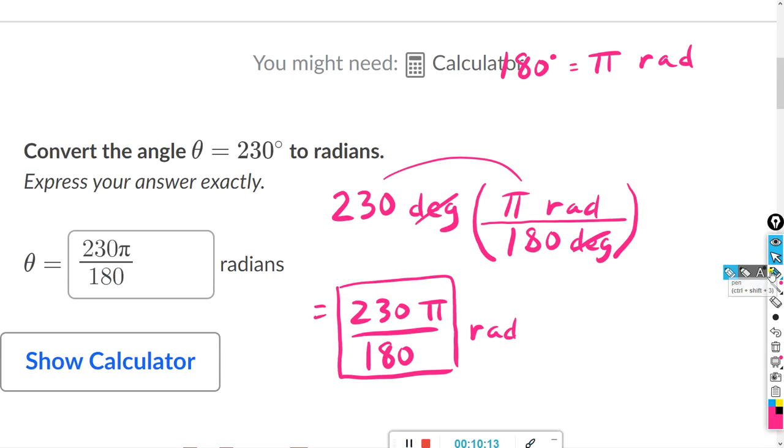Now again, if you had wanted to reduce this one, since they both end in a 0, each is divisible by 10. So it would just be 23 divided by 18 times pi. And by the way, when pi is out front or pi is in the numerator, that's the same thing. It's still in the numerator when it's out front.